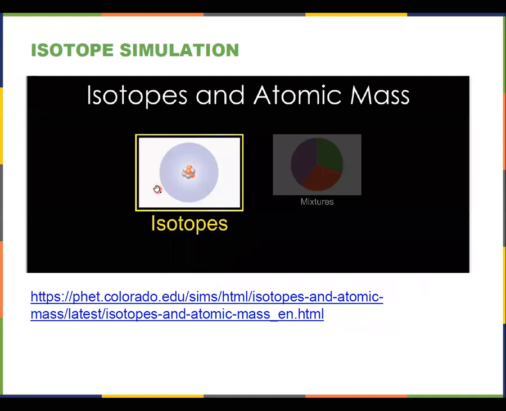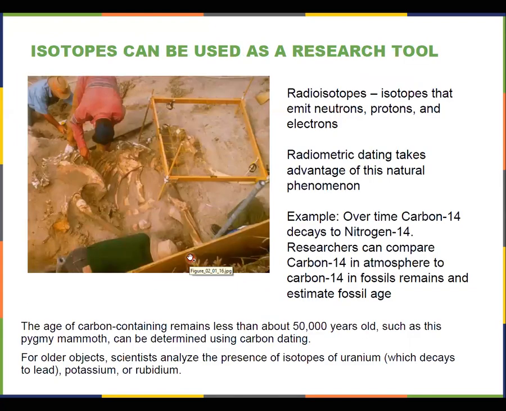Now there is a YouTube video that explains isotopes, atomic mass, etc. Please review it on your own time. Now those isotopes, especially the carbon isotope, are used in a technique called radiometric dating. This technique allows you to figure out the age of the specimen here.